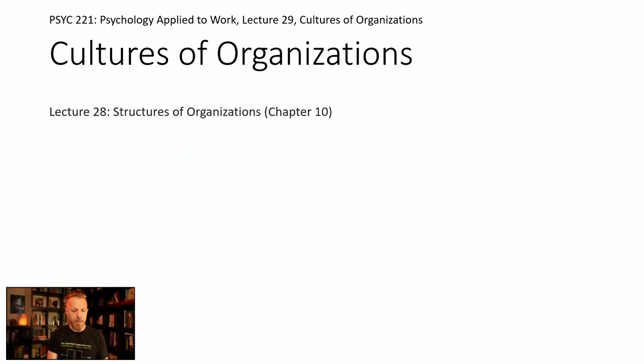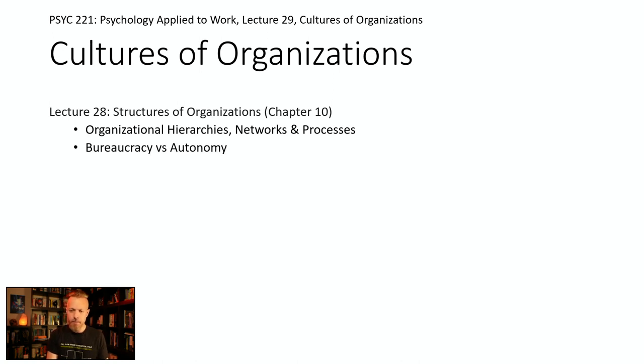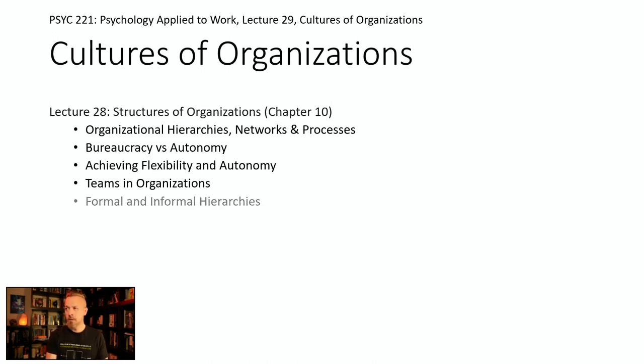Last lecture, 28, we talked about structures of organizations. We began Chapter 10, so we talked about organizational hierarchies, networks, and processes. We talked about bureaucracy versus autonomy, achieving flexibility and autonomy, teams in organizations, and finally, formal and informal hierarchies.